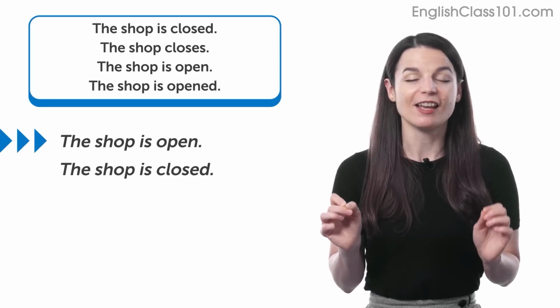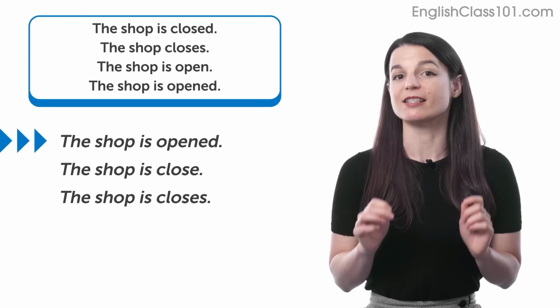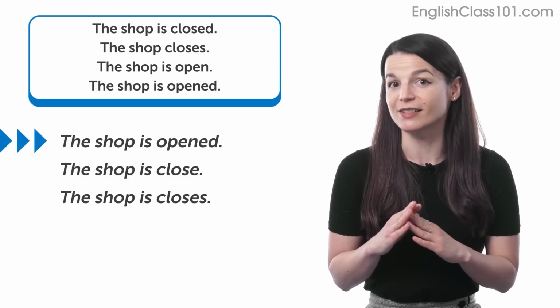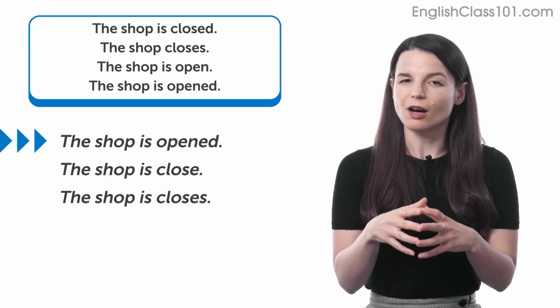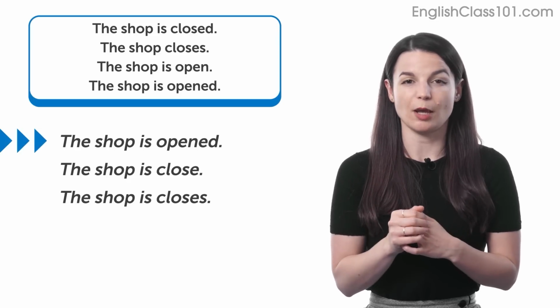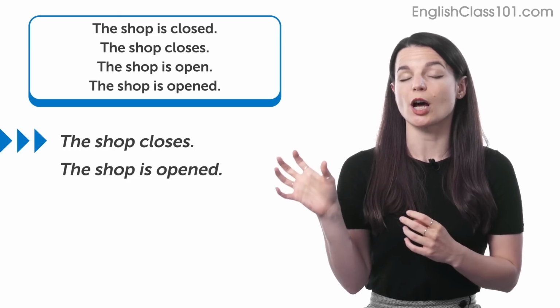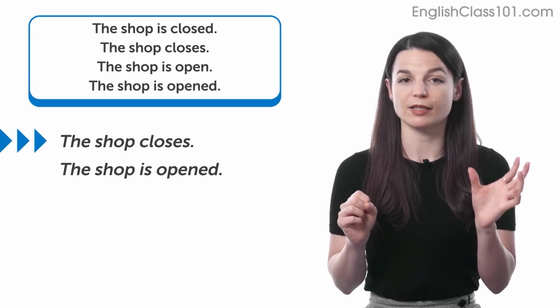We cannot say the shop is opened or the shop is closed, okay? Or the shop closes as well. We cannot use these to express a status. Let's talk now about those other two example sentences you introduced. The shop closes and the shop is opened.